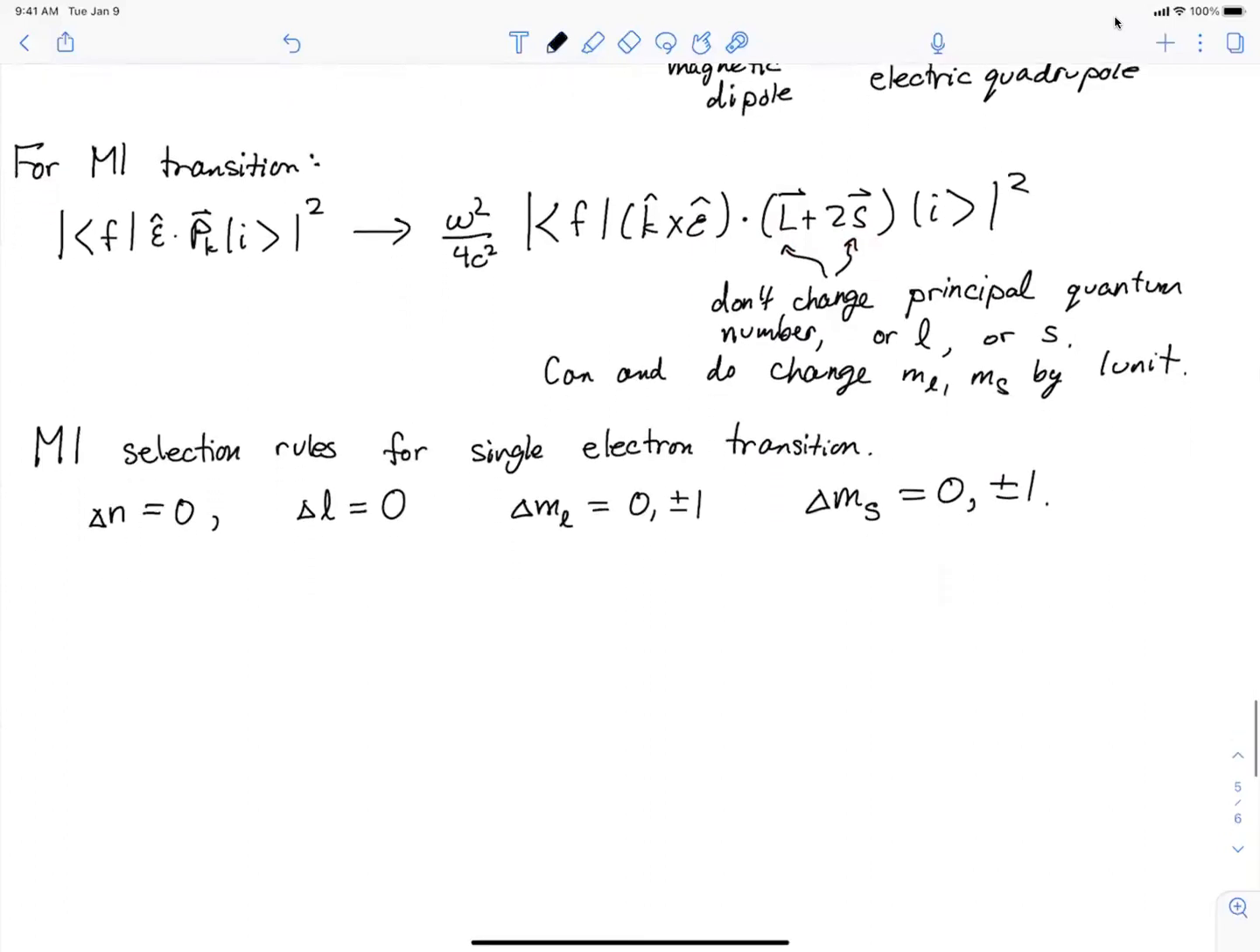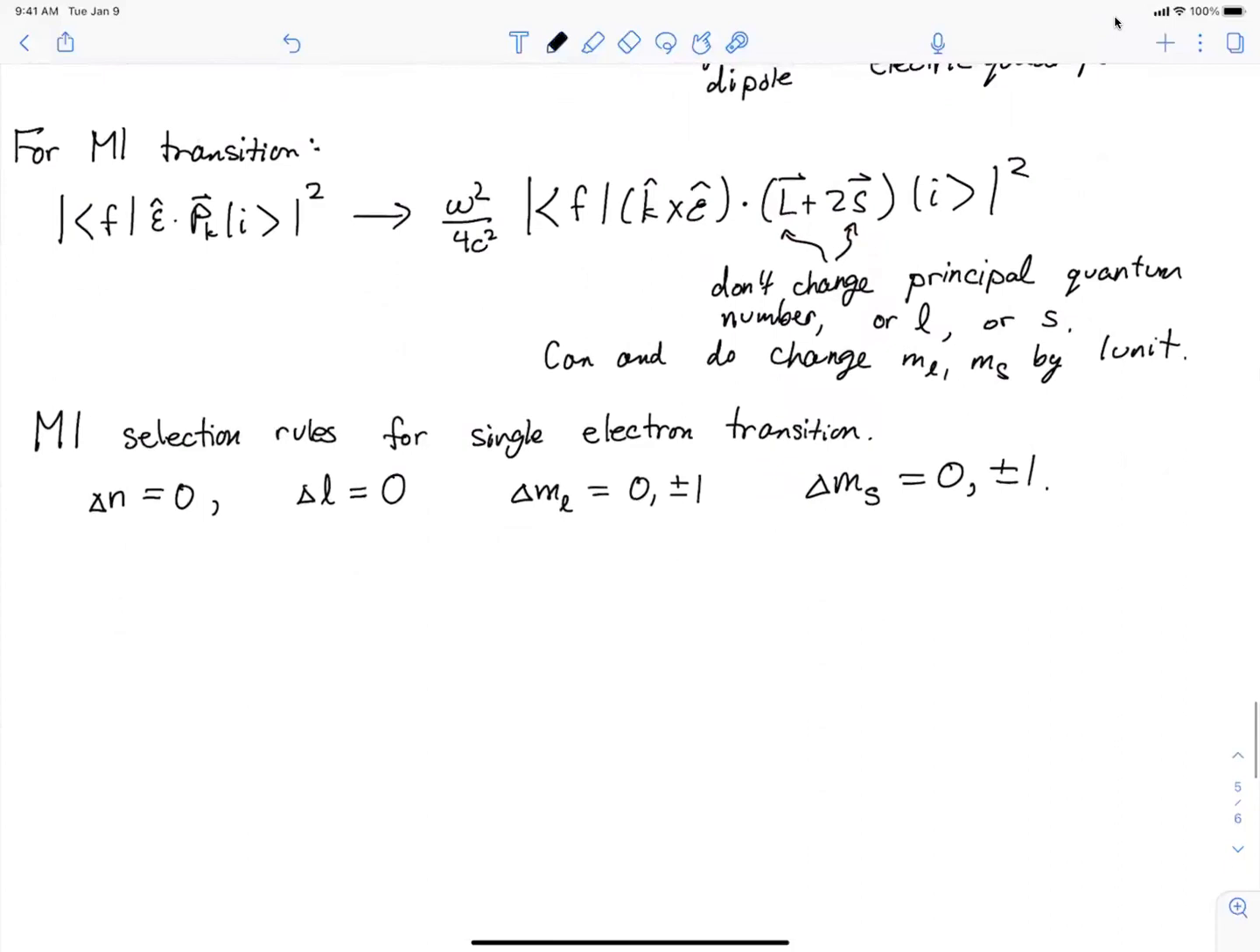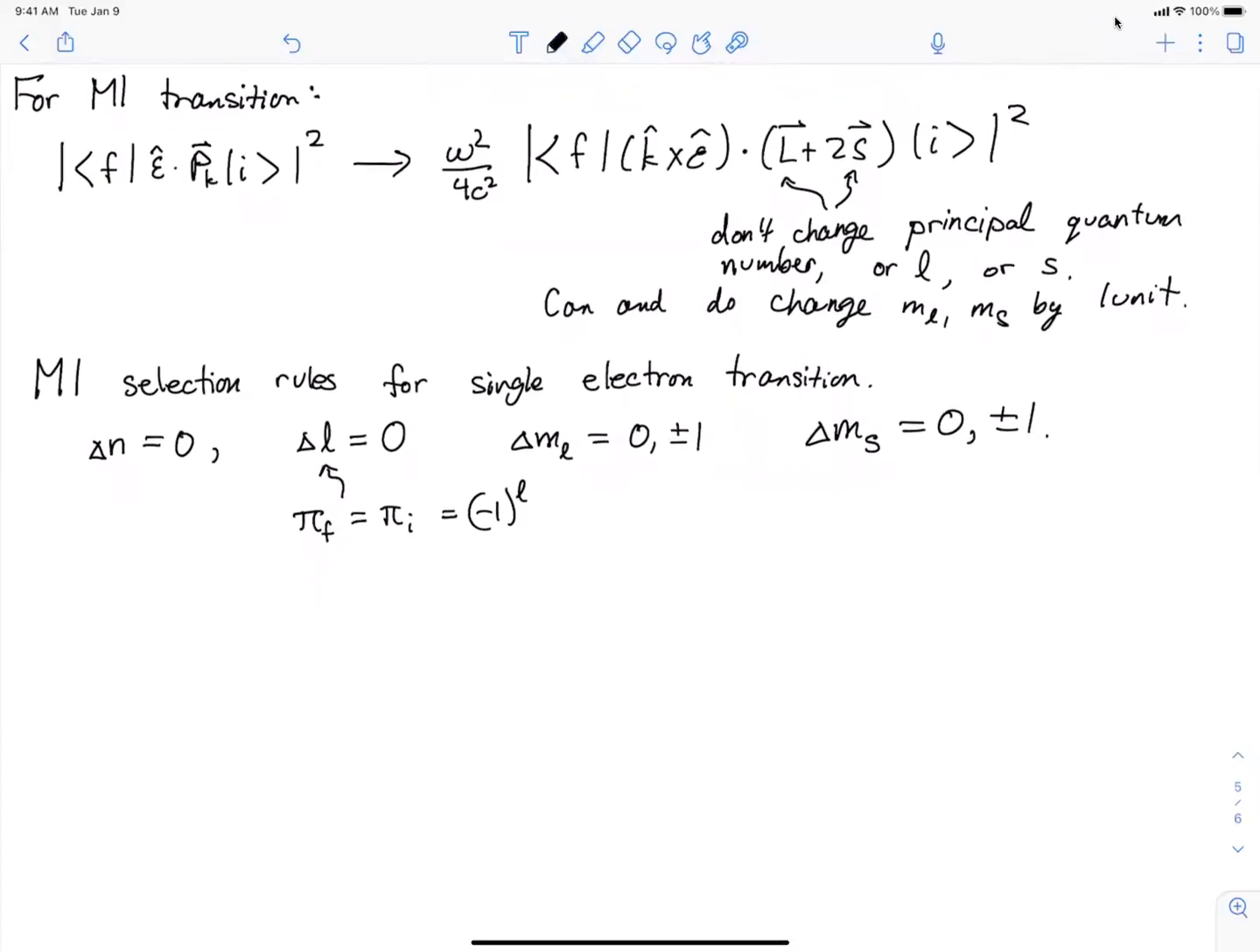Now, as a corollary of that, and this is often what one uses in practice, if delta L is 0, if the orbital angular momentum doesn't change, then that means that the parity of the final state is equal to the parity of the initial state, because parity is minus 1 to the L. So if L isn't changing, then neither is the parity. So that's for single electron transitions.